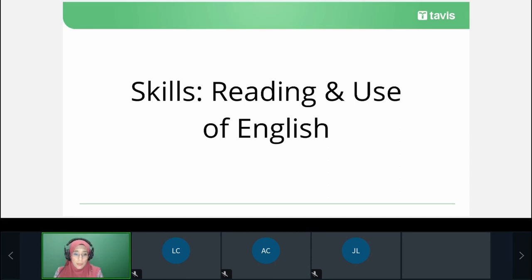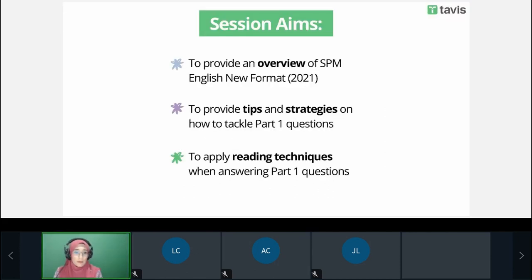Our paper for today is Reading and Use of English. And like I said, I will only focus on Part One for today. I will brief you on that here. I will provide you an overview of the new SPM English format, and I will also provide you tips and strategies on how to tackle Part One questions. And I will also let you apply reading techniques when answering Part One questions.